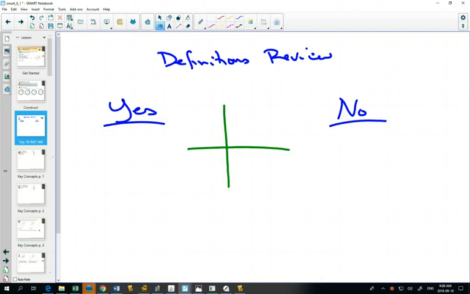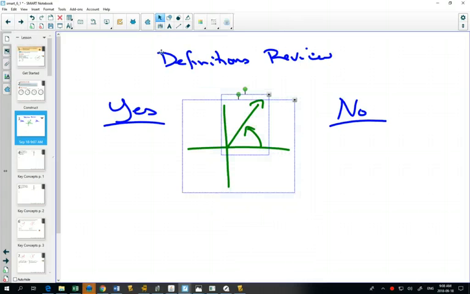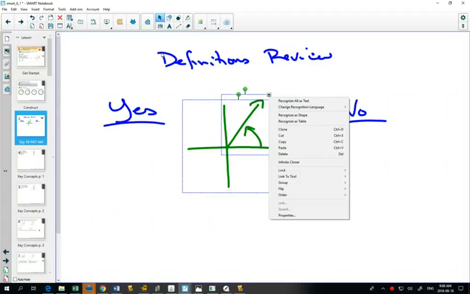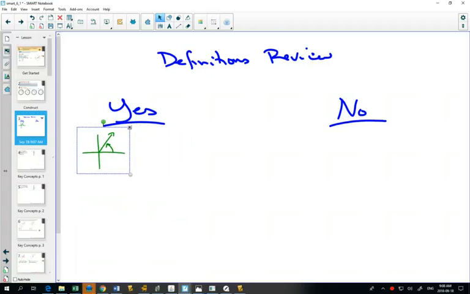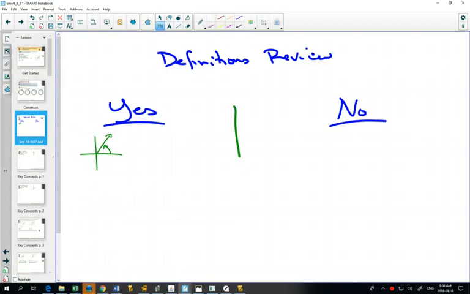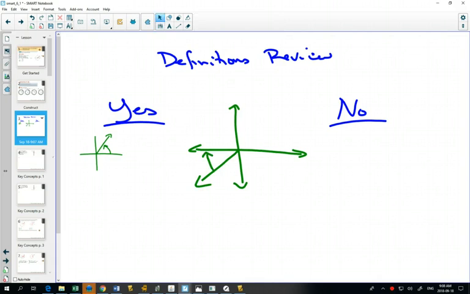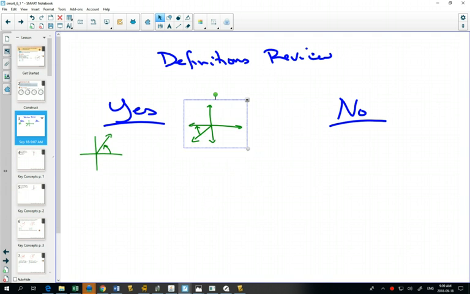So here is our first angle. It goes like that. Is that angle in standard position or not in standard position? Yes. So we put it on the yes side. Then we draw another angle. I don't need arrows there, but we'll go here. Is that angle in standard position or not in standard position? So this one is a no.